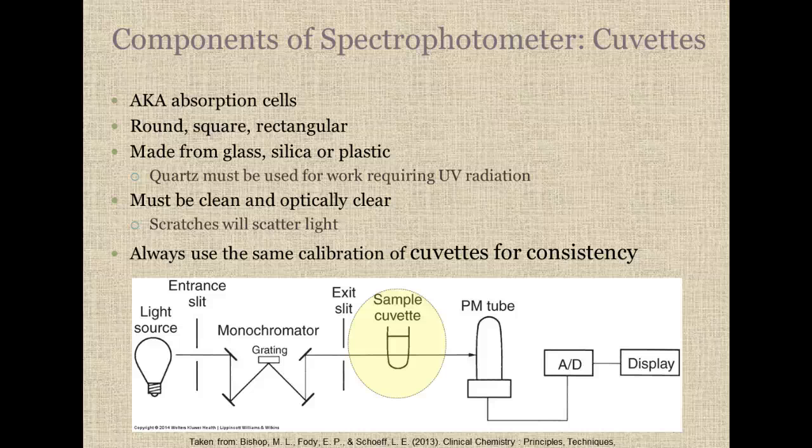They have to be clean and optically clear. As you can see, light is shining through your sample, and if you have fingerprints, bubbles, things like that, scratches on your cuvettes, don't use them, because that will scatter light in other directions that you don't want, rather than at your photomultiplier tube. So we want a nice clean ray of light shining through your cuvette.